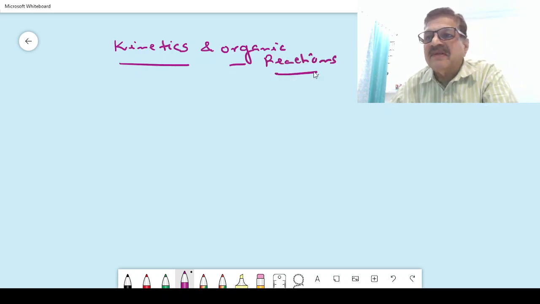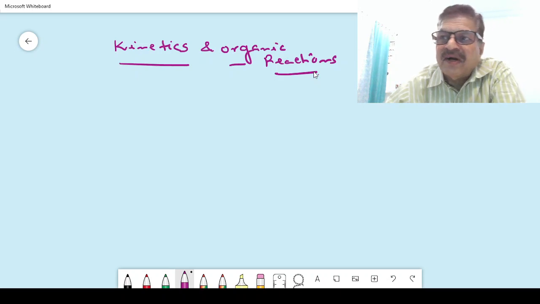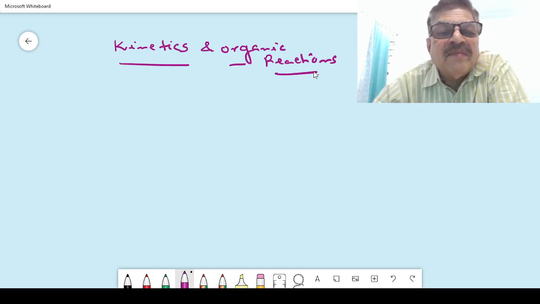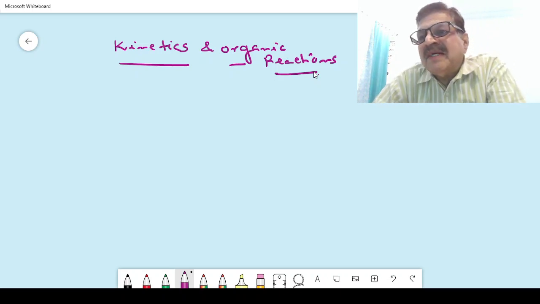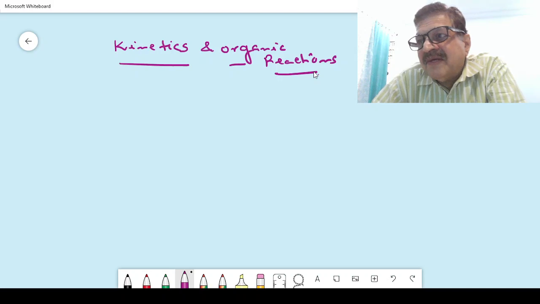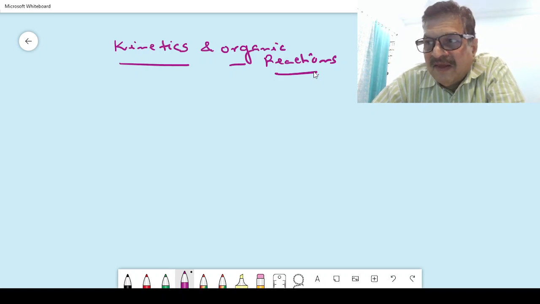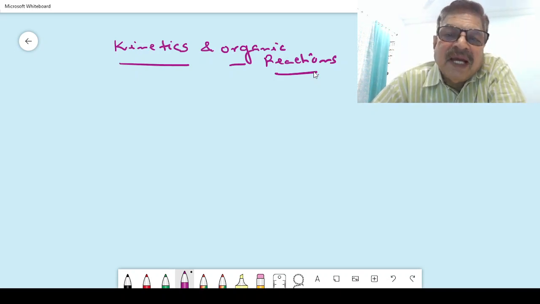Kinetics means the study of reaction rates. That means how fast a particular reaction will proceed. We have seen the energy of activation: in the energy diagrams, it is the energy difference between the reactants and the transition state. And we have seen it is the energy barrier.